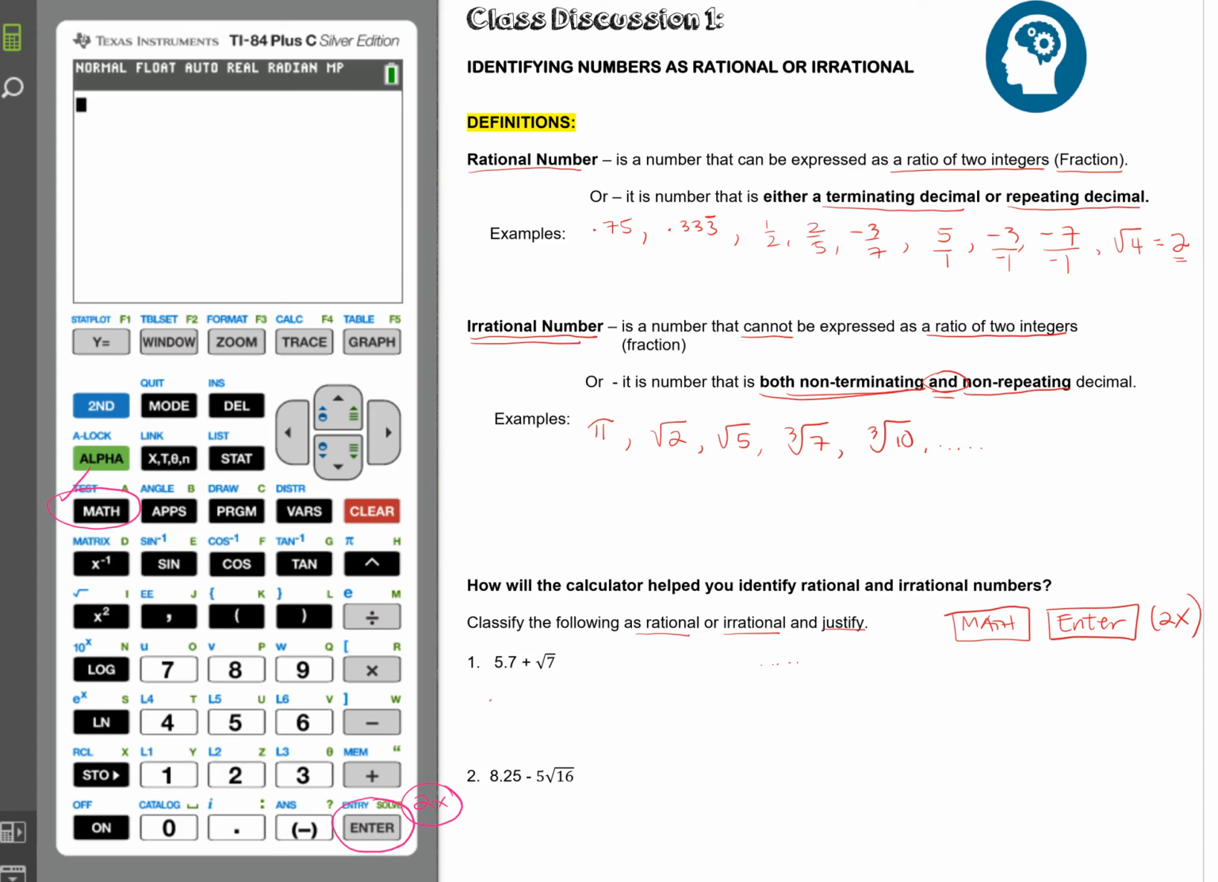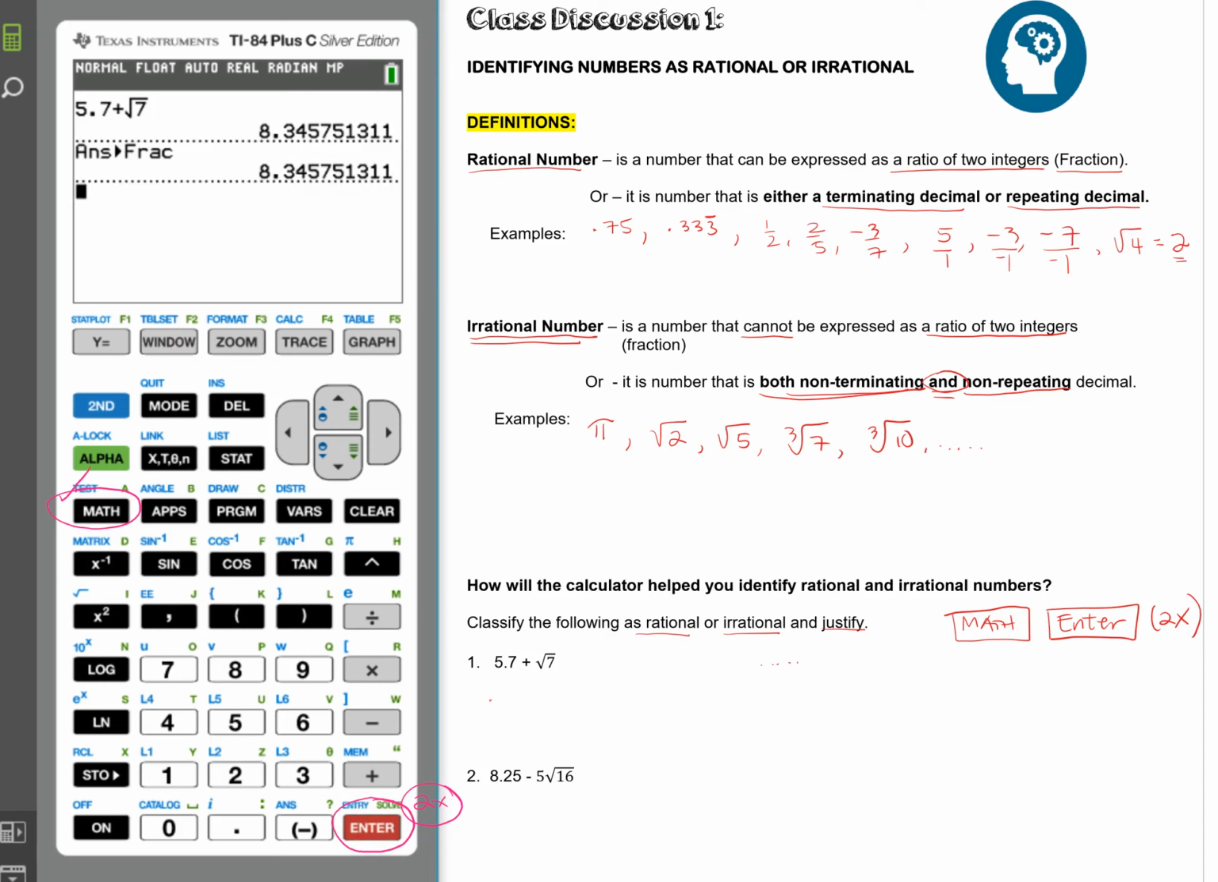So let's now enter the first one. You have 5.7 plus second square root of 7, and just press enter. Now this one is approximately 8.345751. Now let's identify whether this is rational or irrational using the buttons in the calculator: math, enter 2 times. I will just press math, enter twice, 1, 2.